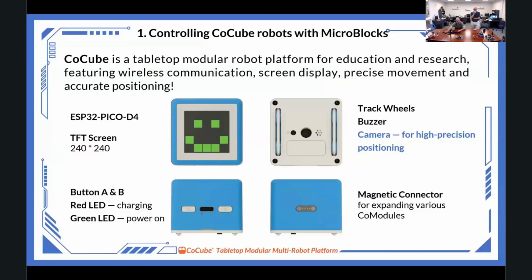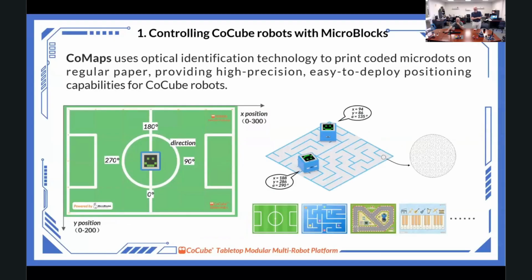CoCube is a modular tabletop robot for education and research. Powered by the ESP32 chip, it has Bluetooth wireless communication, a display, wheels for movement, and a camera for positioning. CoMaps use optical identification to print microdots on paper, providing accurate positioning for CoCube robots. Just place the robot on the map, and it detects its position and rotation.